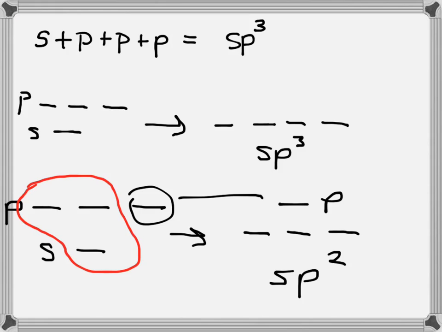So if we have 3 hybrid orbitals, how are they going to arrange themselves in space? How do 3 things get away from each other? They make a triangle, right? And we're going to have 3 sigma bonds here.